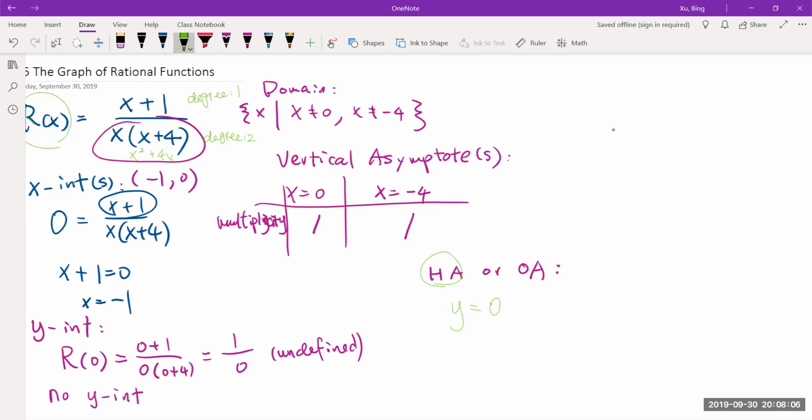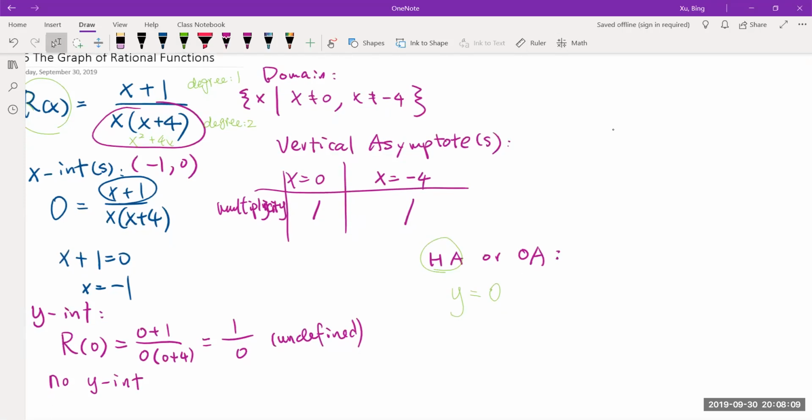Okay. All right. So now we also want to see another question from the textbook. It is asking, will our graph R of X intersect your horizontal or oblique asymptote? So in this case, y equals 0. Will the graph cross your horizontal asymptote? How do we find out?